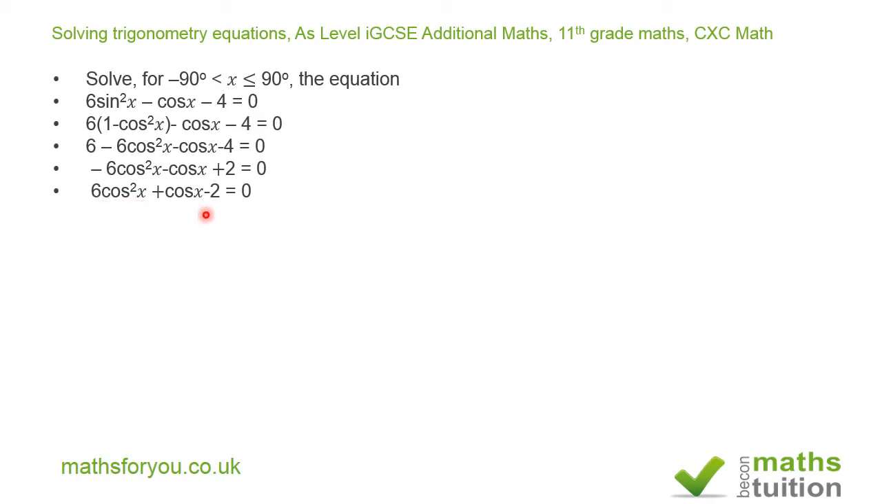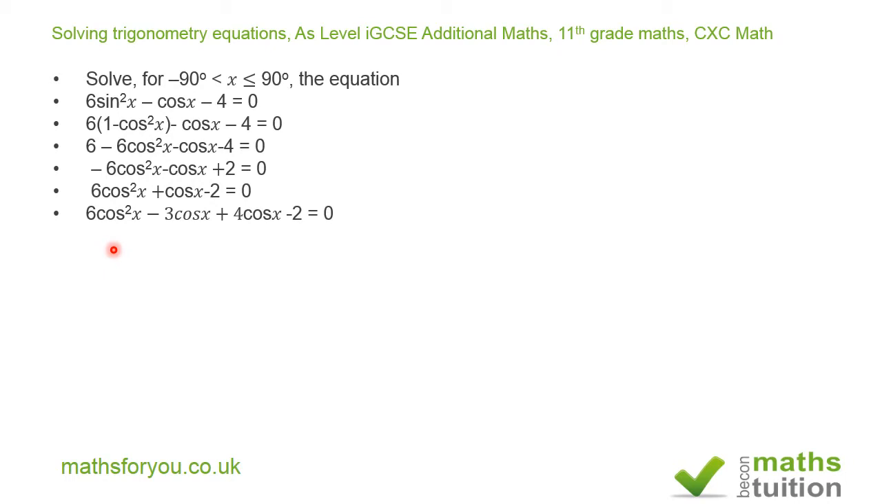Okay, now I'm going to try and factorize this. I want two numbers such that when I multiply, I get minus 12, because 6 times minus 2 is minus 12. And when I add, I get 1, because 1 is the coefficient of cos x there. And the numbers that come to mind are minus 3 and plus 4. So now I'm going to have 4 terms instead of 3 terms. So I've got minus 3 cos x plus 4 cos x minus 2 there.